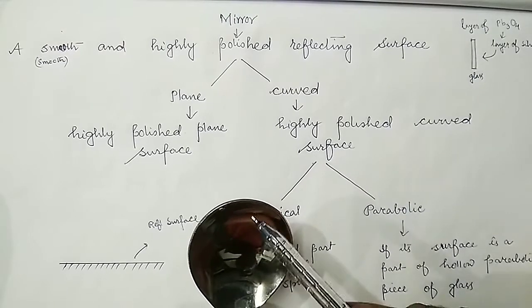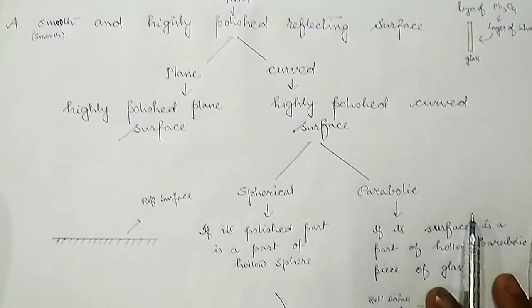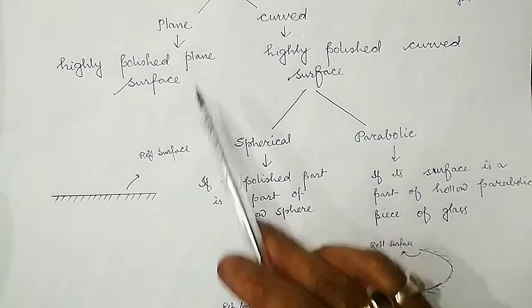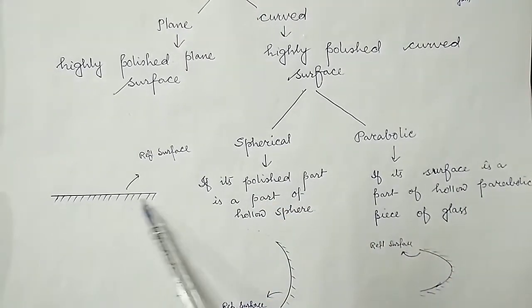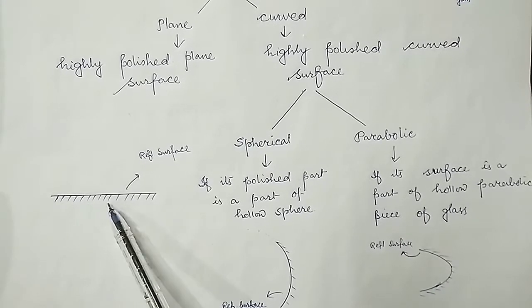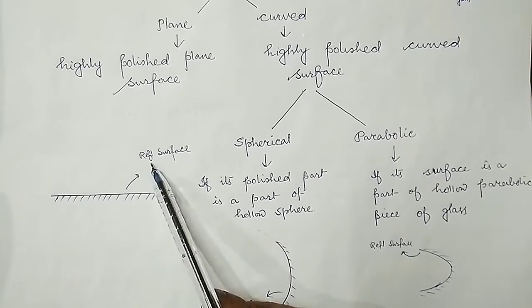Now, curved mirrors can be of two types. One is called spherical, and another is called parabolic. In case of plane mirror, we represent it like this. We draw a straight line and we give this symbol. And this symbol indicates that it is a plane mirror, and this upper surface is the reflecting surface.